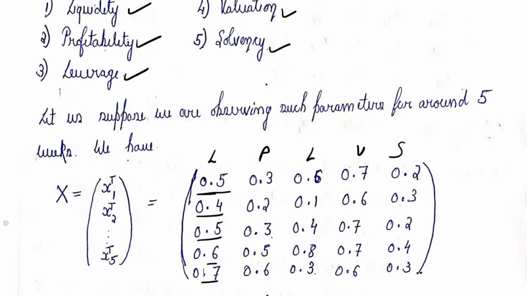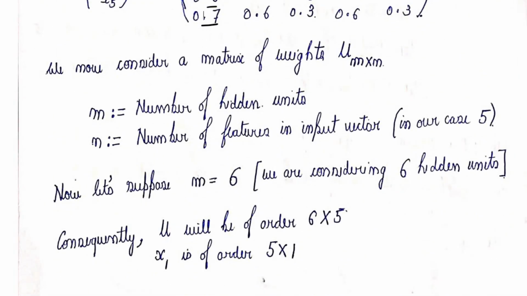For that, we use a method where we consider a finite size matrix U, which is of order m cross n, where m is the number of hidden units, and in typical terms, it is the number of ways in which we need to capture the interdependence between the features, and n is the number of features in the input vector. The value of m could be selected based on judgment. Like I selected 6 here, because I want to understand in how many ways, or in 6 different ways, the features are related to each other. So U will be of order 6 cross 5.